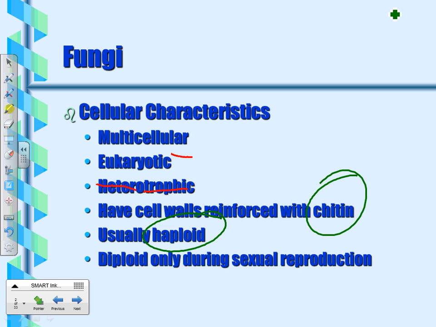During most of their life cycle, fungi are haploid, which means each of their cells has only one set of what? Chromosomes, instead of the usual two, like us. They're diploid only during sexual reproduction. Their reproductive cycle is a lot different than ours.